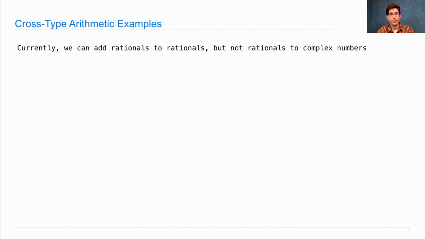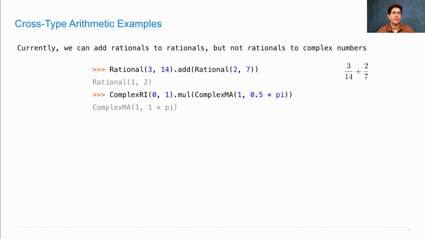What we cannot currently do is add together a rational and a complex number. We can add rationals to rationals, we can do complex and complex, but we still have some more work to do because you are supposed to be able to combine different numbers together, even if they're under different representations. So, currently we can add rationals. So this is how we would express 3/14 plus 2/7. We can multiply complex numbers. So this is a representation of the square root of negative 1. This is also a representation of the square root of negative 1. We can combine these two complex number representations arbitrarily together because they share the same interface. So this just says I times I is negative 1.